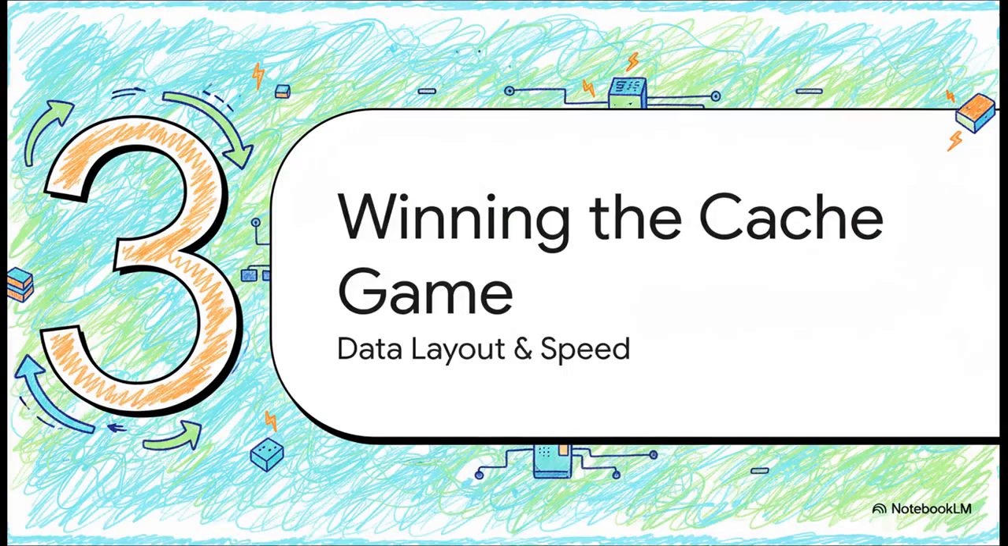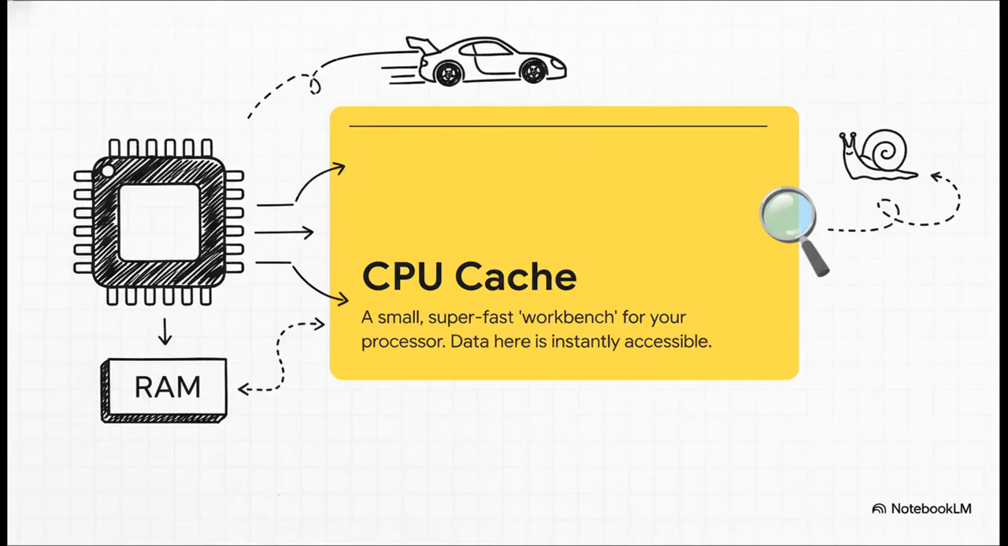Okay, so we've got our secret weapon, dynamic arrays. But why? Why does that matter so much? Well, now we're going to connect the dots and talk about raw speed. This is where we learn how to win what I call the cache game. And trust me, it's a game your code is playing with the CPU every single second, whether you realize it or not. So every single modern processor has this thing called a CPU cache.